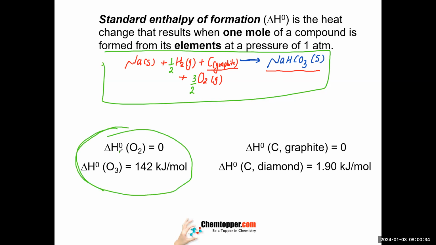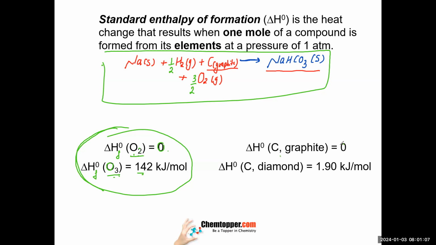Delta H naught formation of a pure element is 0. This is pure, this is also pure, and this is also an elemental form. But which one is stable? This one, O2 gas. O3 is not stable. Ozone is not stable, so it has some delta H naught formation value. But O2 gas is assumed to be 0.